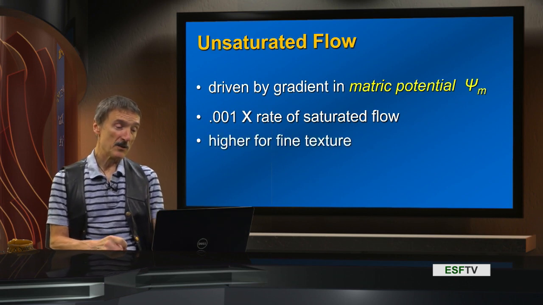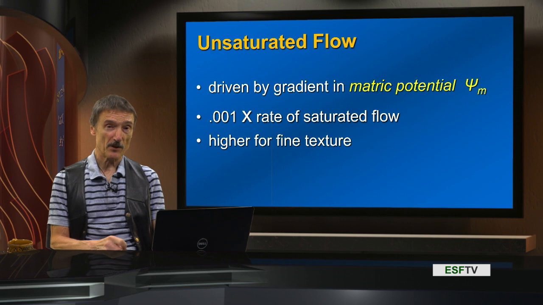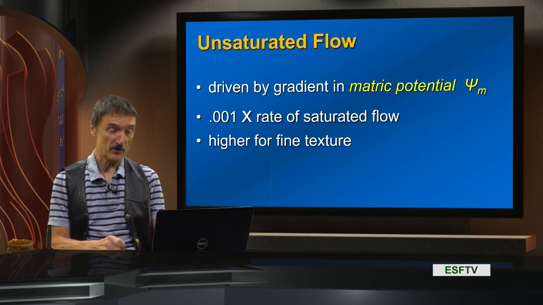Now, in general, the rates of unsaturated flow, unsaturated hydraulic conductivity, K unsat, are higher for finer texture. The more clays, the greater the potential rate in unsaturated flow. So finer textures, greater rate of unsaturated flow. And you can see why. It's driven by matrix potential.